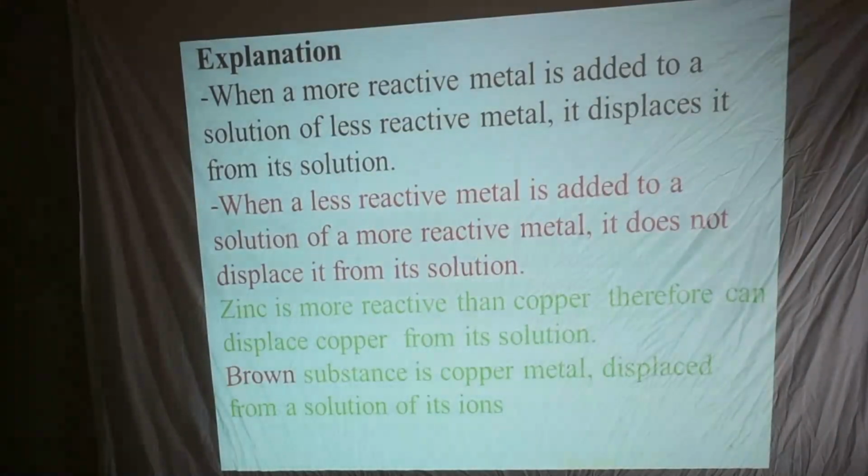So if we have a solution of a more reactive metal and a less reactive metal is added, there will be no reaction. Why? Because there will be no displacement. And therefore, it causes us to look at what is happening here. Zinc is more reactive than copper, therefore it can displace copper from its solution. A brown substance is copper metal displaced from a solution of its ion. So we have seen that zinc can displace copper from its own ions.